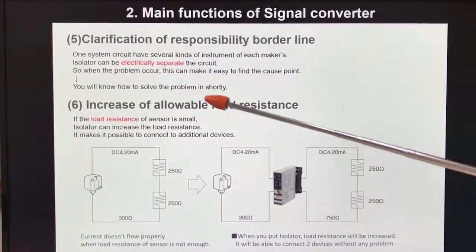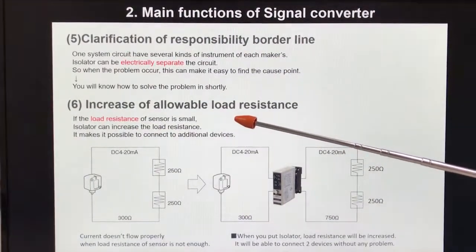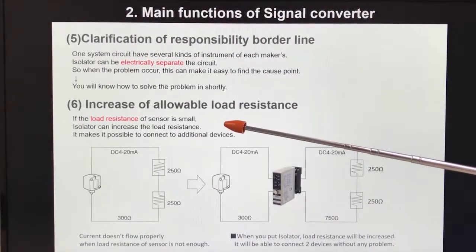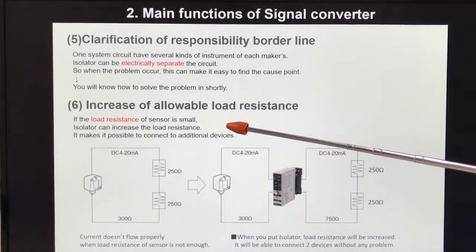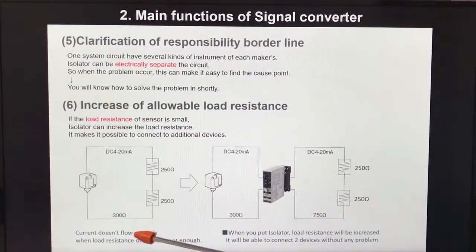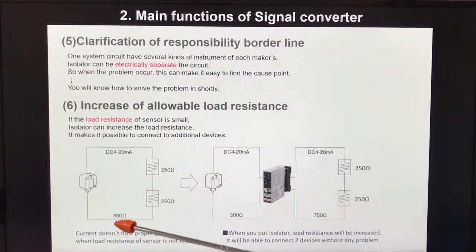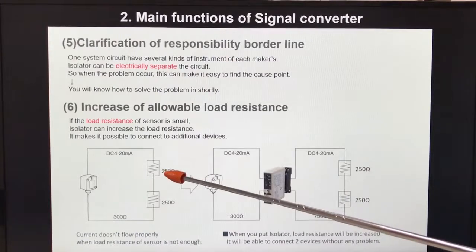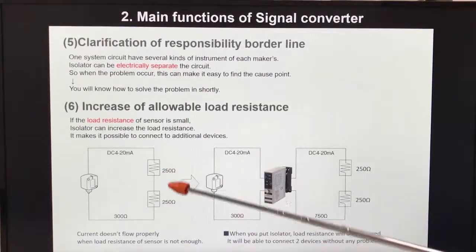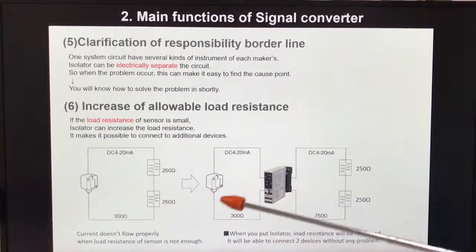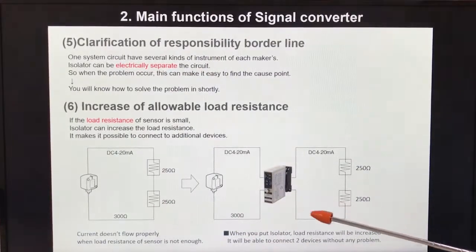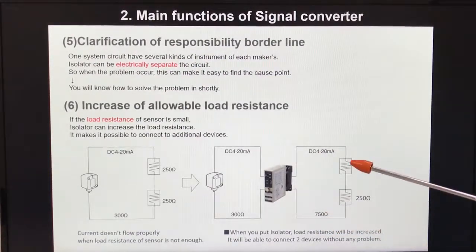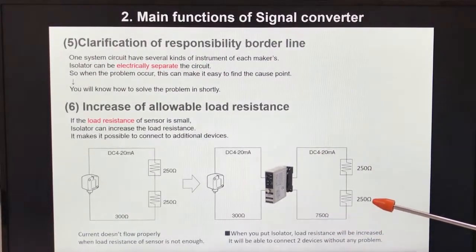Number 6, increase of allowable load resistance. If the load resistance of the sensor is small, an isolator can increase the load resistance. It makes it possible to connect an additional device. You see this picture. This sensor's load resistance is 300 ohm only, and these two devices need 250 and 250, total 500 ohm. Please put in an isolator this way. This isolator's load resistance is 750 ohm and can connect these two devices without any problem.